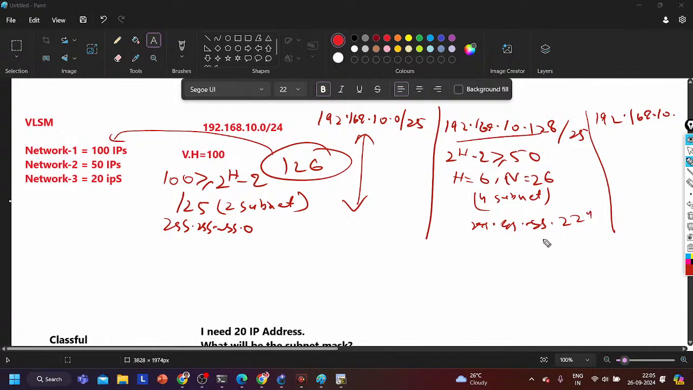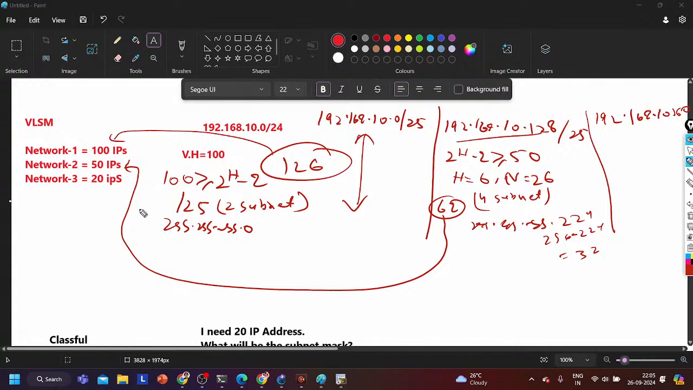The subnet mask is 255.255.255.224. So 256 minus the subnet mask. What value will I get here? 32, right? So the next network is going to be 128 plus 32. What value will you get here? 160, correct? How many valid hosts are there? 62. This is a perfect match for the second network.